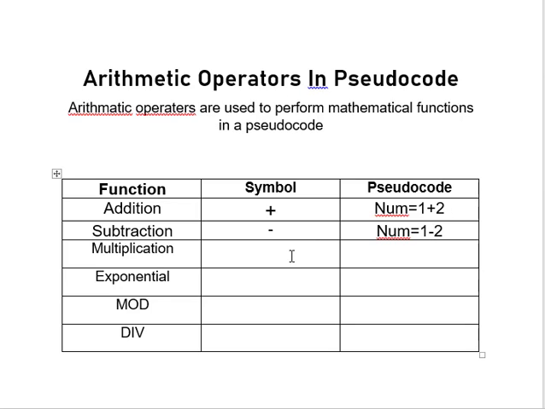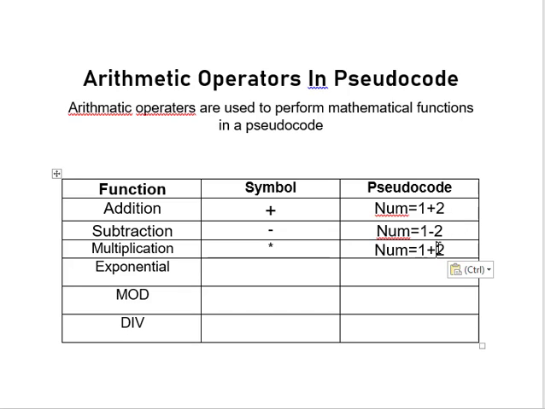Next we have multiplication. What is multiplication? When we multiply a number, we are basically adding it as many times as we want. For multiplication we have a simple cross in mathematics, but in pseudocode we are going to have a star sign like this. When we are writing down the numbers, for example, 5 multiplied by 2, it will be like this.